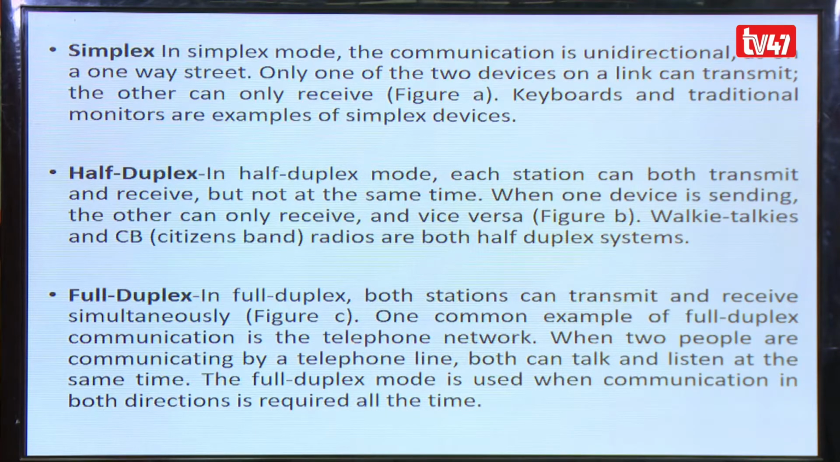The other one is full duplex. This is where communication can happen both ways simultaneously. So both stations can transmit and receive simultaneously, as has been depicted in the diagram. When two people are communicating by a telephone line, both can talk and listen at the same time. So that is what we call full duplex.